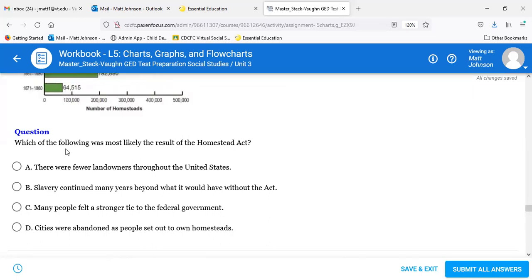So C, actually. This one's a little subjective. It is a cause and effect sort of idea, right? We're talking about a result. So what would be one of the results of the Homestead Act? We could rule out A, right? Obviously, there were more landowners throughout the United States because of the Homestead Act, not fewer. B, slavery continued many years beyond what it would have. Well, the Homestead Act really didn't start until after slavery, so we can eliminate that one. And finally, we can eliminate that cities were abandoned as people set out to own homesteads, because cities are still populated. There's no mention that cities were suddenly abandoned so people could take advantage of that, and common sense also tells us that people were still populating cities. So that leaves C for cat for number 8.